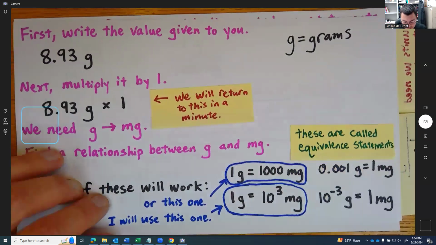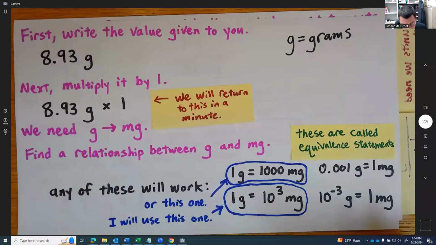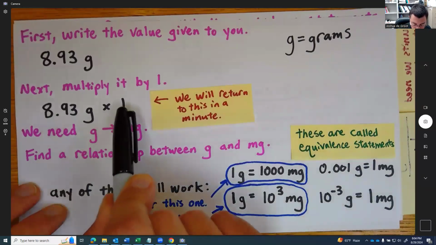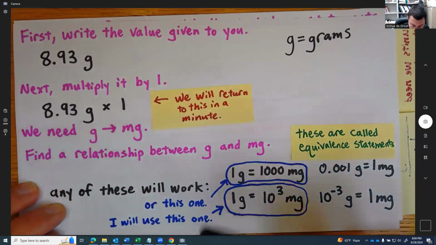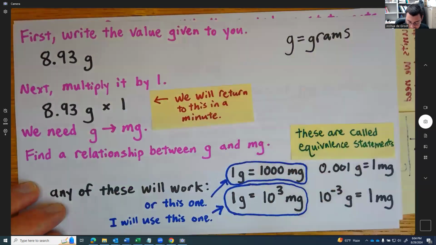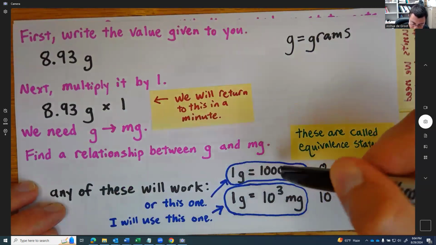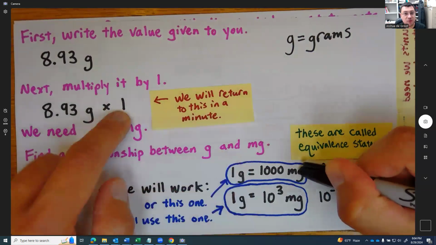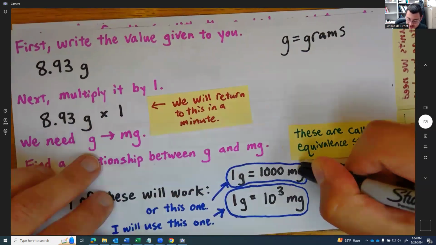But back to the matter at hand. We do 8.93 grams times 1. And we're going to try to take advantage of this 1. We're going to try to relate this statement, I'll choose this one today, to the number 1. Next slide.